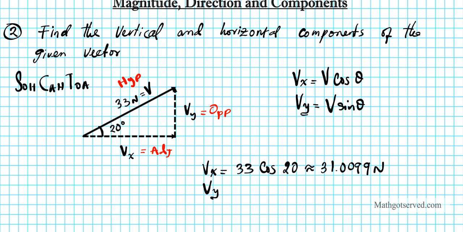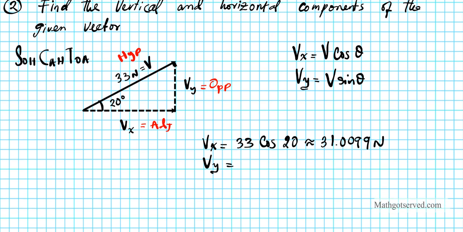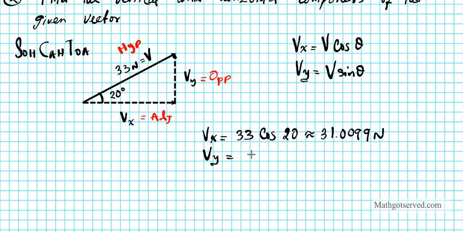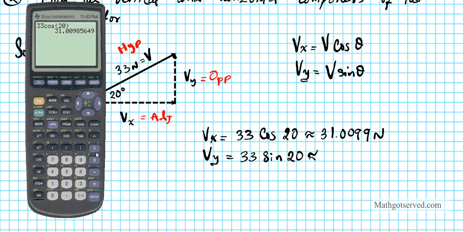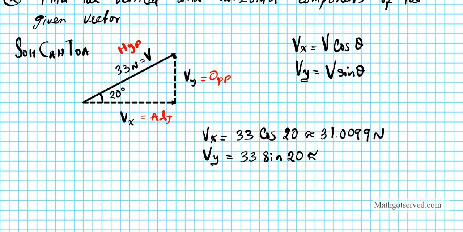And then the vertical component, V of y, is going to be 33 sine 20. Let's put that in our calculators. I'll have 33 sine 20. And our answer is going to be 11.2867 newtons. Okay, so vertical, let's write out what this answer means.